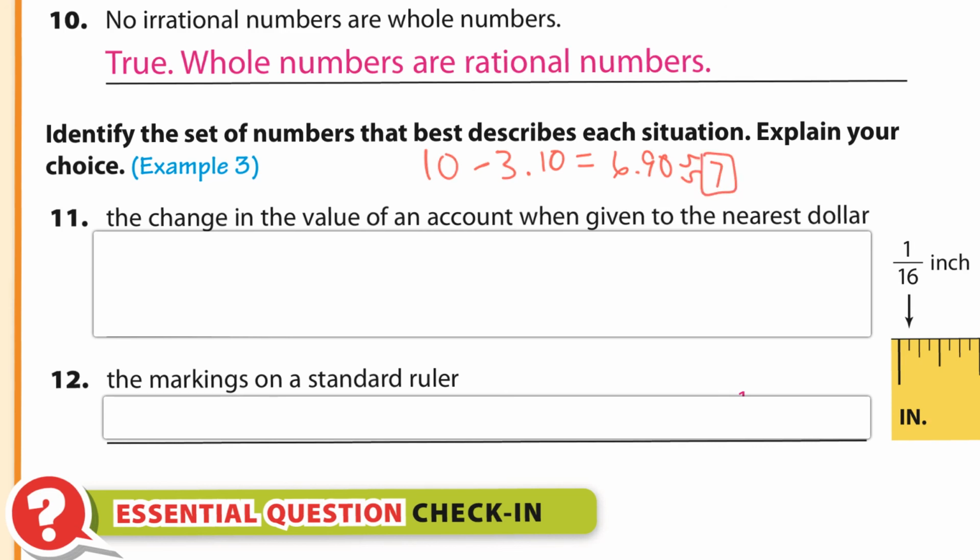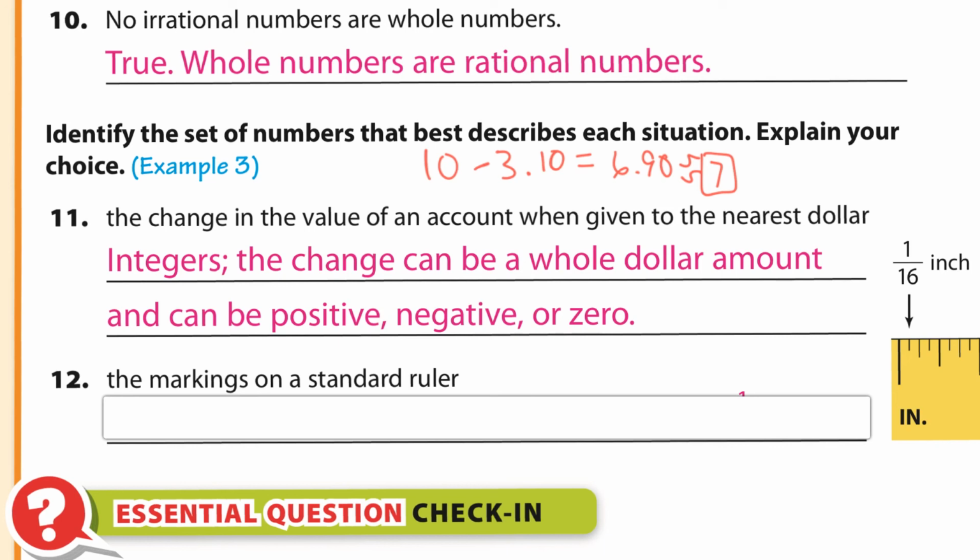So it'd be integers. The change can be a whole dollar amount, and it can be positive or negative. It could be 0, yes, but it could be negative because you could spend more than you have, and then you end up owing the money. So there you go.